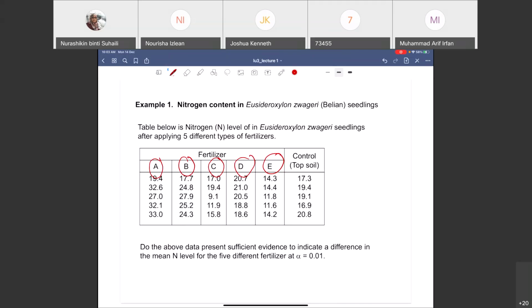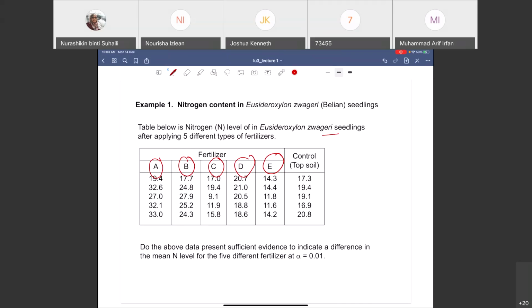Another thing is, if you are given any problem, any question, you have to understand the nature of the problem, what you are going to look at. For example, here what you want to do is compare how the nitrogen level of this species differs when this plant or seedling is given 5 different fertilizers. In other words, you want to compare the performance of every fertilizer.